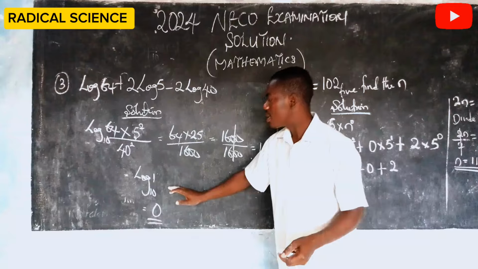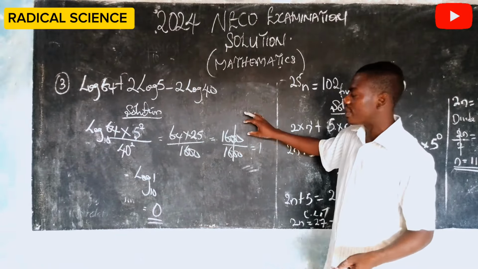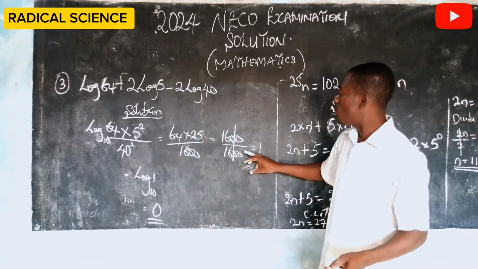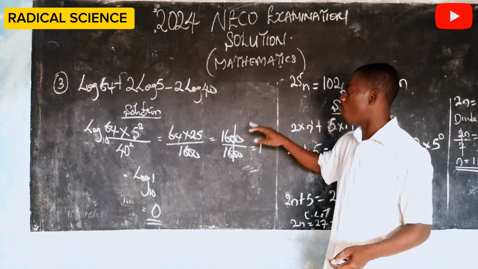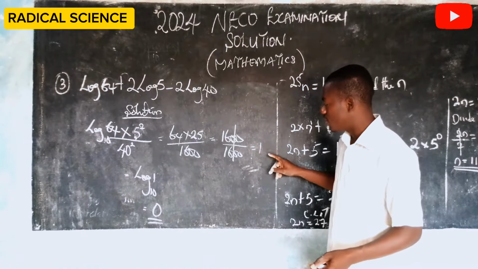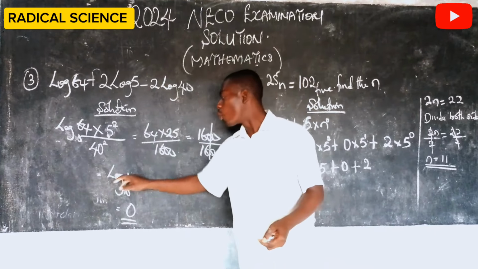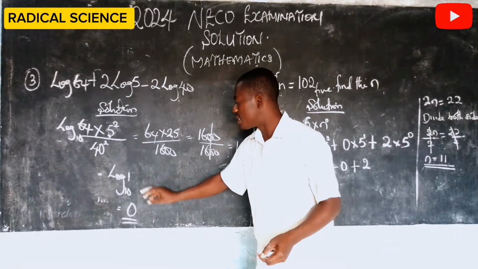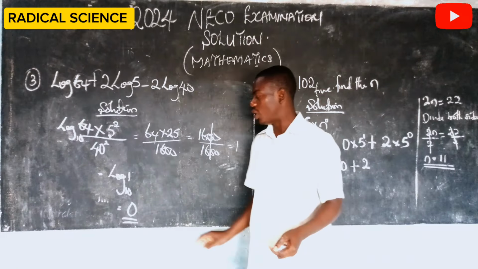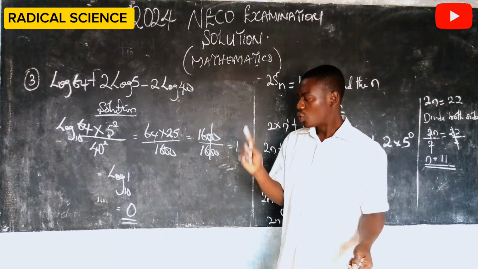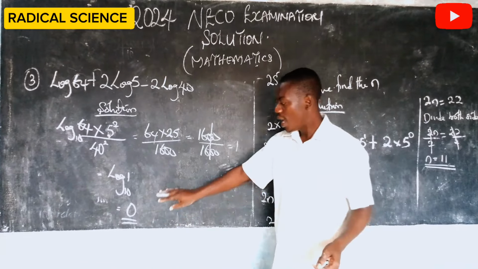Going by this, I have 64 times 25 is 1,600. And 40 raised to power 2 is 1,600. Dividing 1,600 by 1,600, we are going to have equals to 1. And we go back to what? We have log 1 base 10 is equal to 0. Now, how we got to 0 is by the law of logarithm, which says log 1 to any base is equal to 0. Therefore, our answer is equal to 0.